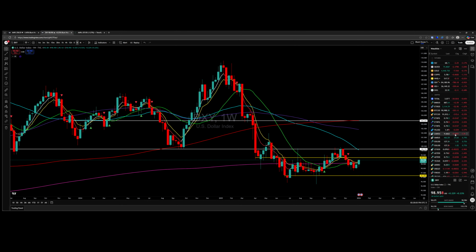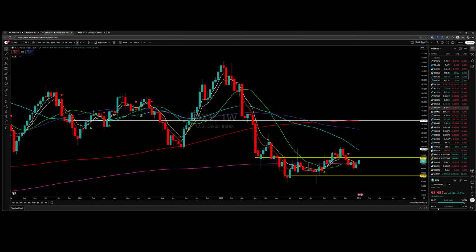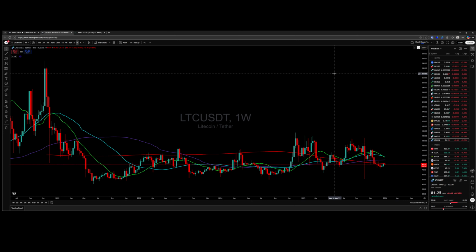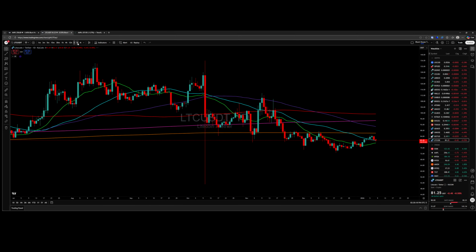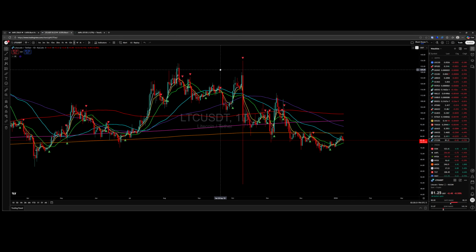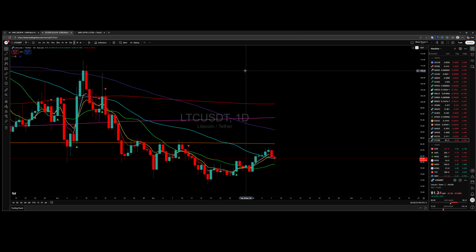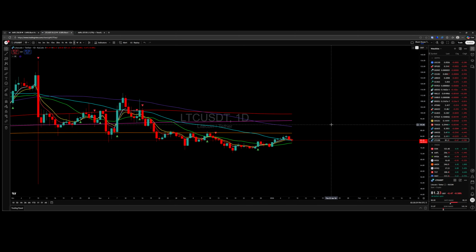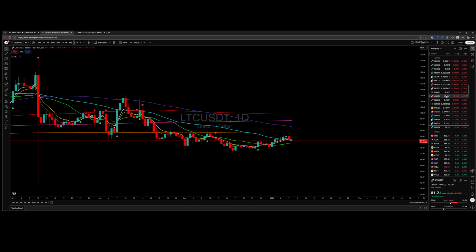What else can we look at? Does Litecoin look like Bitcoin? Looks like all of the majors, right? Bit of a move up, starting to roll over, coming back to test support. So a lot of these charts look the same, fortunately or unfortunately.